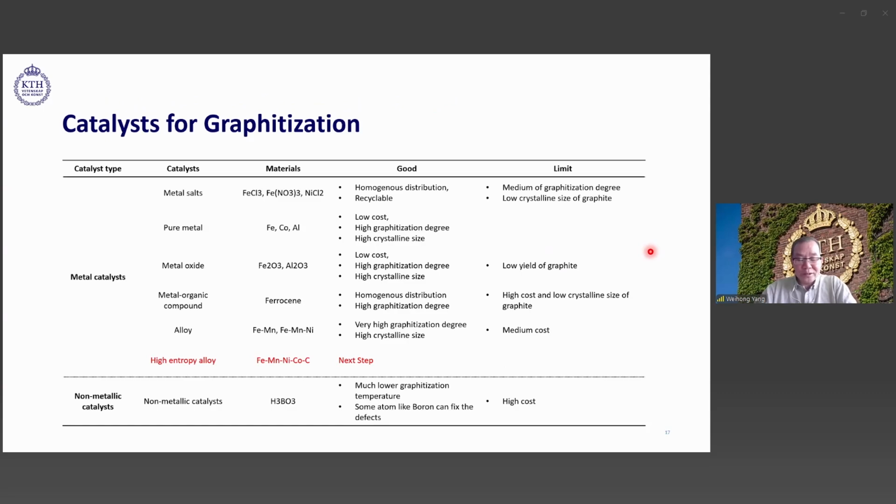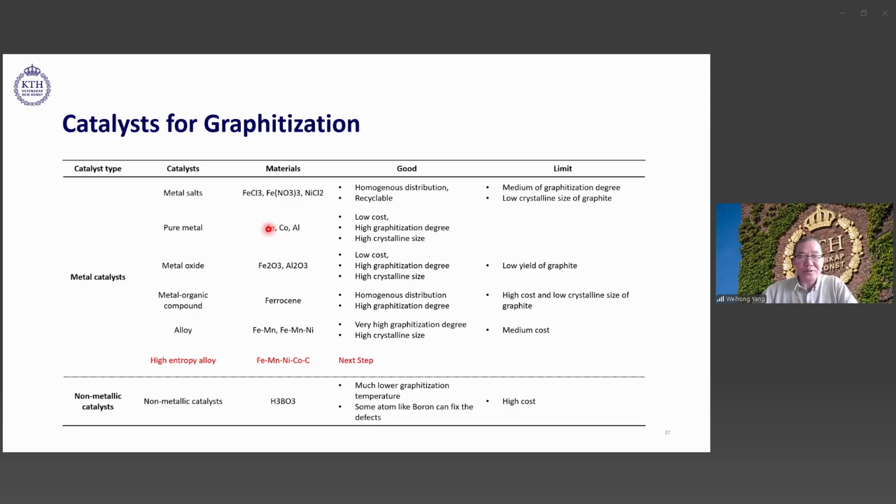The second one, after the carbon precursor, we have to go for the catalyst, which is another key issue to make globalization. Today, the catalysts most used can be metal-based, metal salts, like chlorine, iron chlorine, nickel chlorine, and so on. And people also tried pure metals, like iron, aluminum, copper, or molecules. Then you can see the difference.